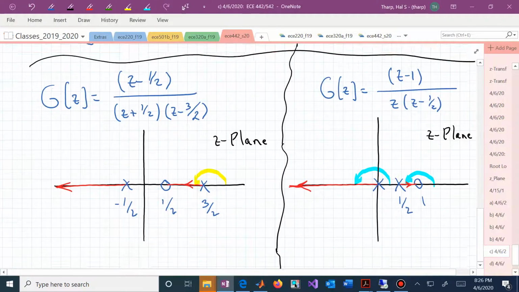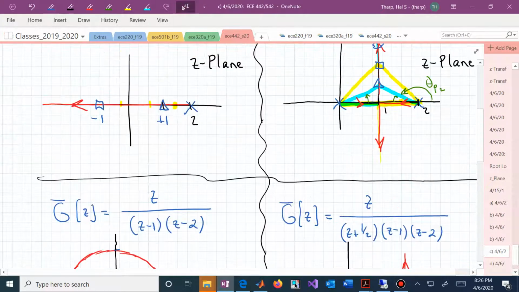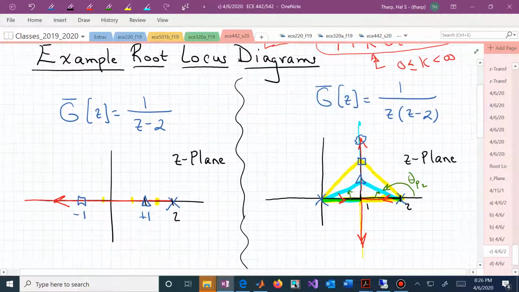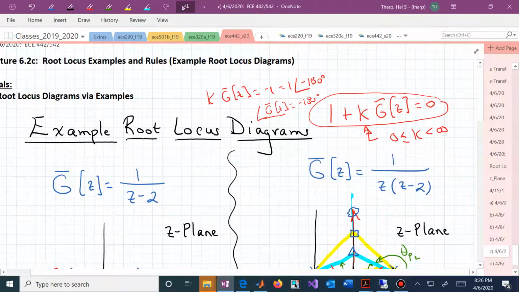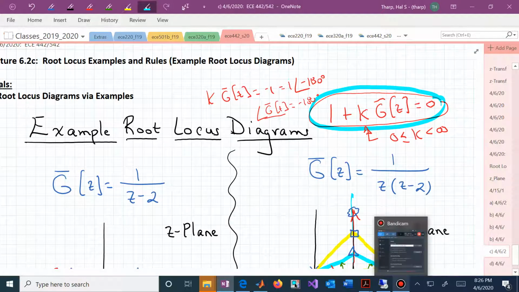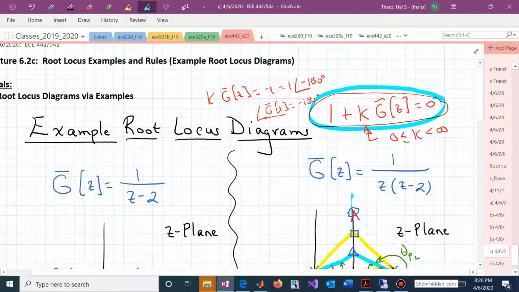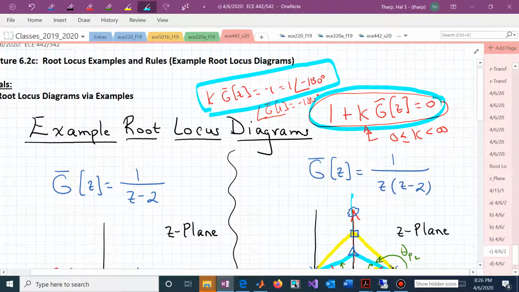We've now looked at a few representative root locus diagrams and why they make sense, basically based on the conditions that we know have to be true for a root locus. And those conditions all give rise to the rules that we are going to now develop, but those conditions are based on this magnitude of 1 and an angle of minus 180 degrees.